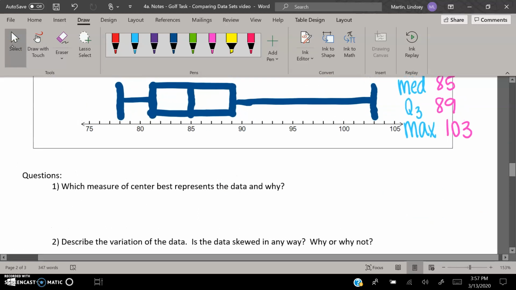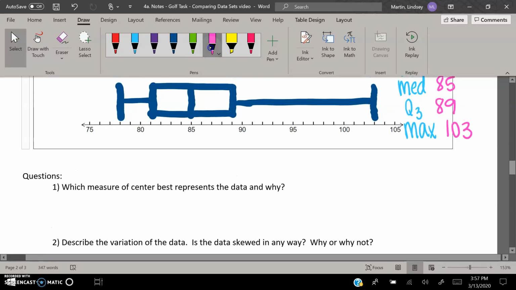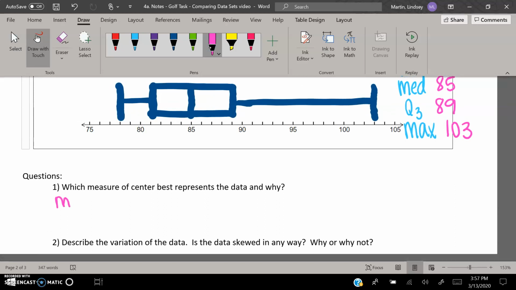What measure of center would best represent this data and why? The answer here would be median, because we always represent data with an outlier with the median. So we will choose median because there is an outlier.